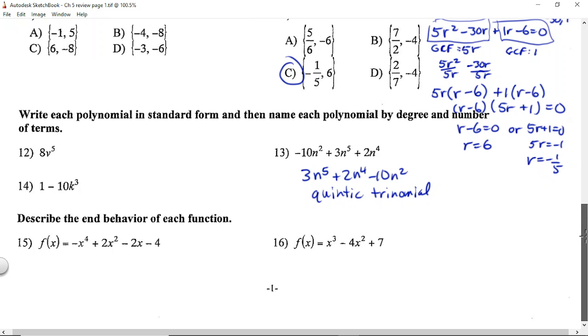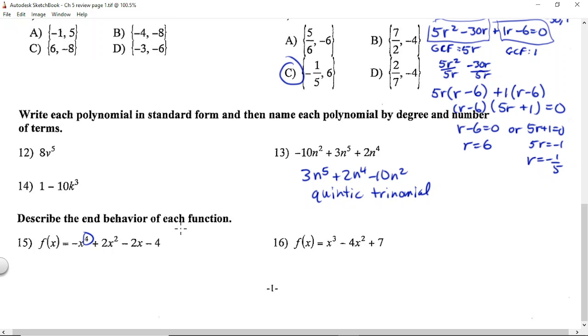Describe the end behavior of each function. Okay, these are already written in standard form, and that makes it easier. When we graph these, we don't have them in standard form, and we have to think about it a little bit, but we can do that, and we'll talk about that when we get to the graphing. But these are in standard form. So to get the end behavior, you look at the first term when it's in standard form. That's the only one you have to look at, because that first term will be the one that has the highest exponent, right?